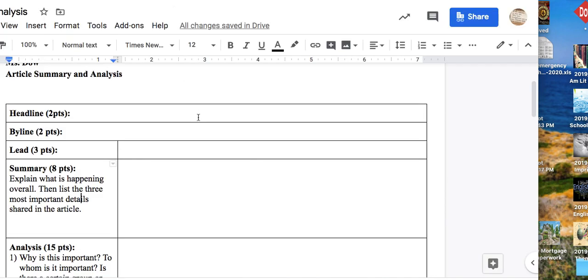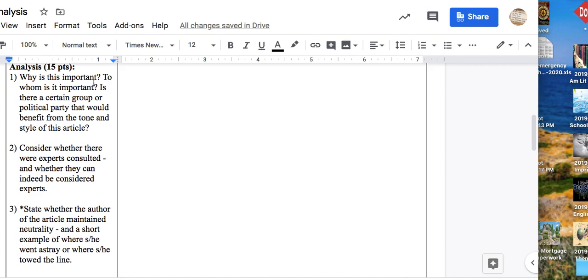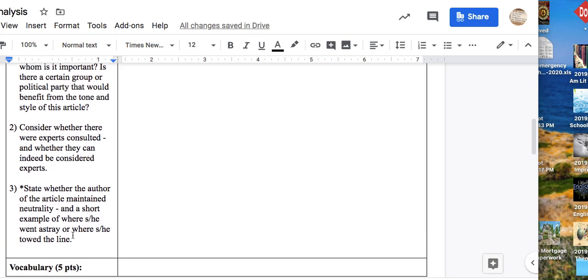I just want to pull this up. Your analysis is worth 15 points, and your questions are, why is this important? To whom is this important? Is there a certain group or political party that would benefit from the tone and style of this article? Consider whether there were experts consulted and whether they can be considered indeed experts. State whether the author of the article maintained neutrality and a short example of where he or she went astray or where he or she toed the line.